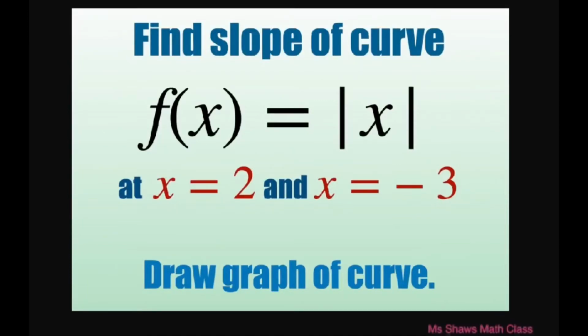Hi everyone, we're going to find the slope of the curve for f of x equals absolute value of x at two different places, one at x equals 2 and one at x equals negative 3. And then we're going to show what we mean by drawing the graph of the curve.